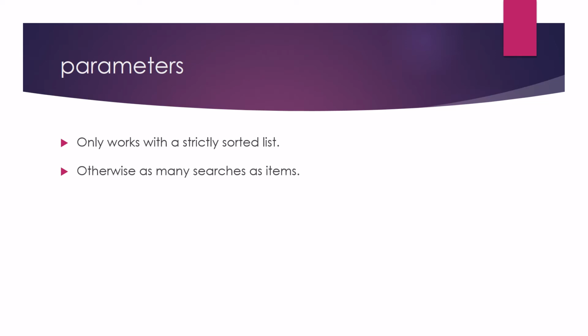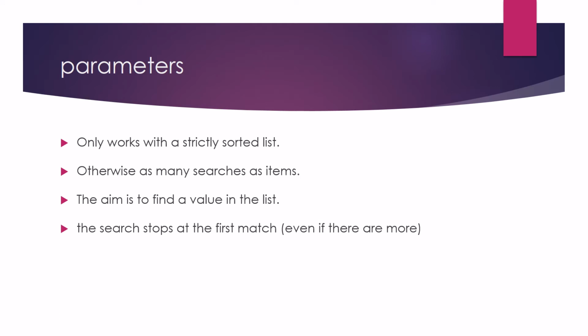If you don't have a sorted list, it will not be able to find a value, and it will just need to check every single value as you work through. The aim of a binary search is to find a value in a list, and the search stops when it finds the first match, even if there are more. If it's not found, the search returns either a not found value or a null value. It depends on the algorithm you're dealing with.